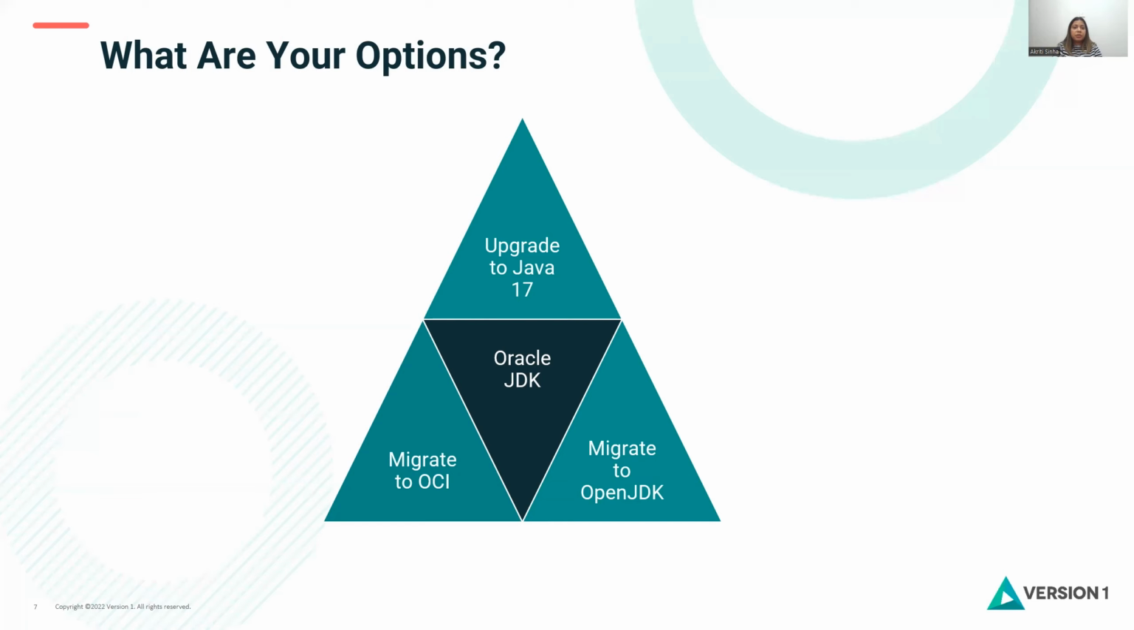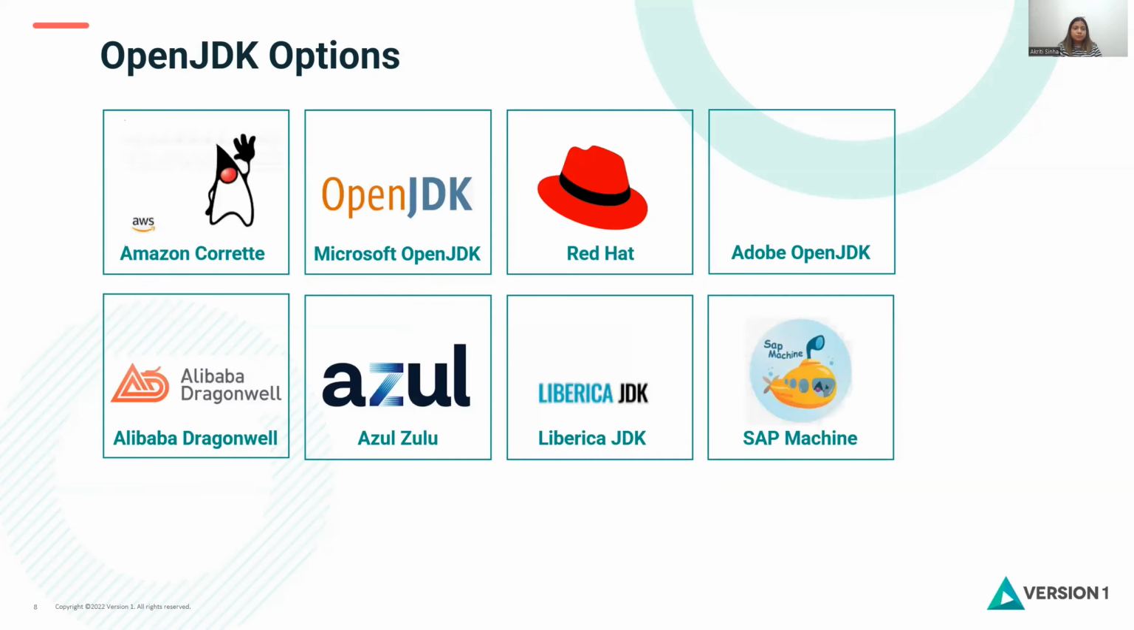The third option would be migrating to an open source implementation of Java like OpenJDK. OpenJDK, being open source, would be free. However, there will be some limitations when compared to Oracle JDK. We will cover that in more detail on the next slide.